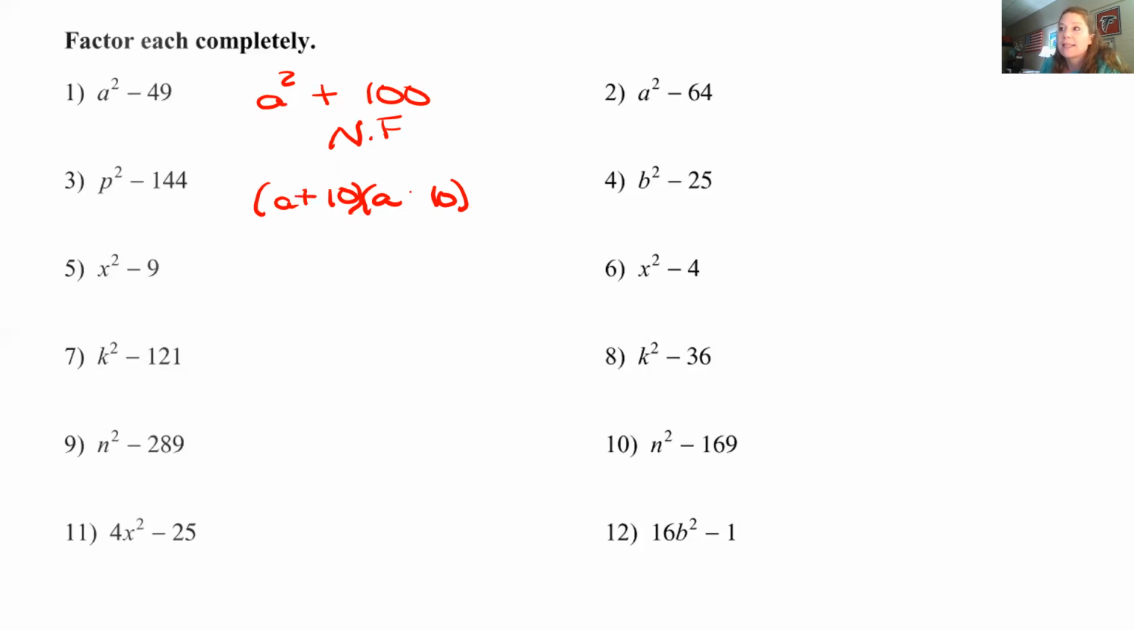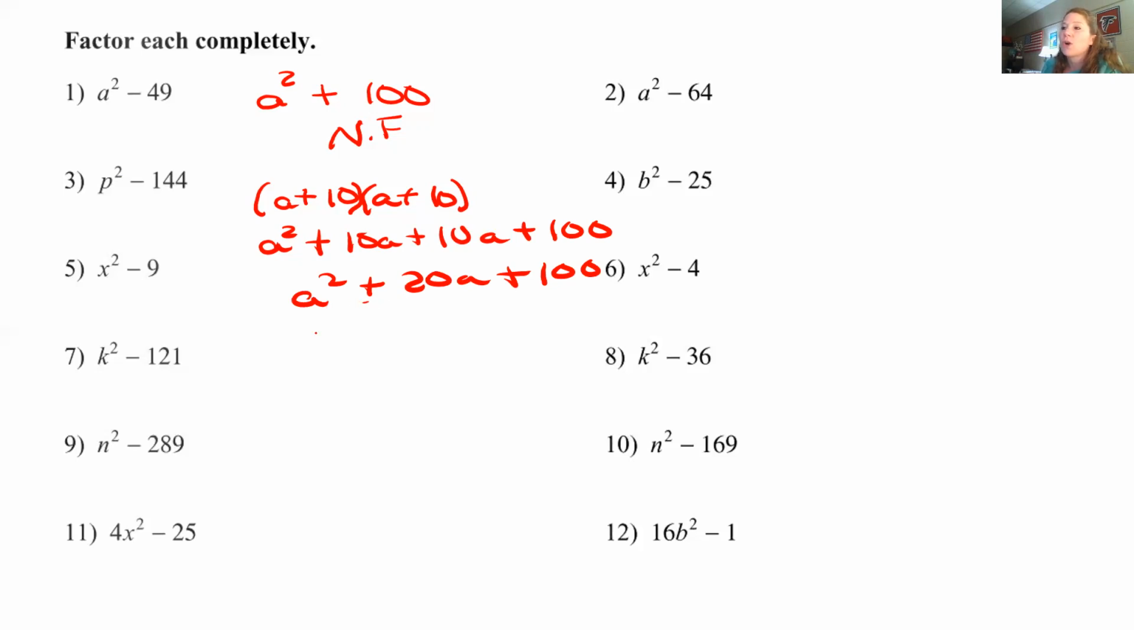When they're both positive, you get a squared plus 10a plus 10a plus 100. Do you see that those two middle terms do not cancel themselves out? This is what you get when you have a squared plus 100. Or if you make them both minus, a minus 10 and a minus 10, you get a squared, and then negative 10a minus 10a, which is negative 20a.